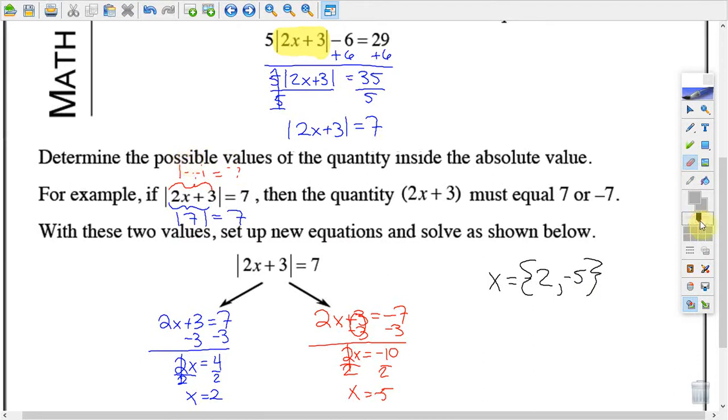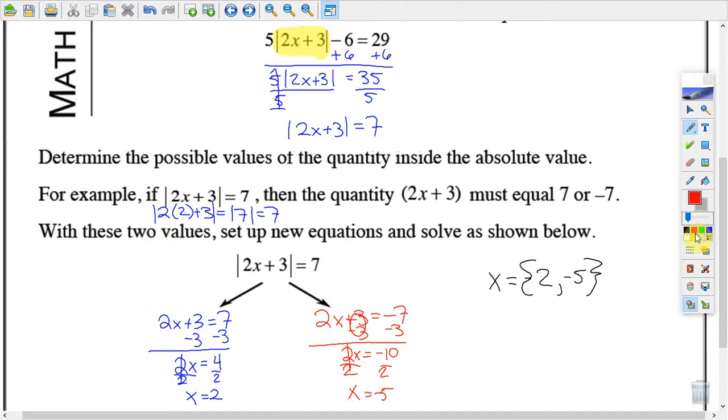We can check that by plugging it back in. Always a good idea. Might get you an extra credit point on the test too if you check your work. So if we plug in the 2, which was our positive solution, I'll do that in blue just to stay consistent. 2 times 2 plus 3. So 2 times 2 is 4, plus 3 is 7. Absolute value of 7 equals 7.